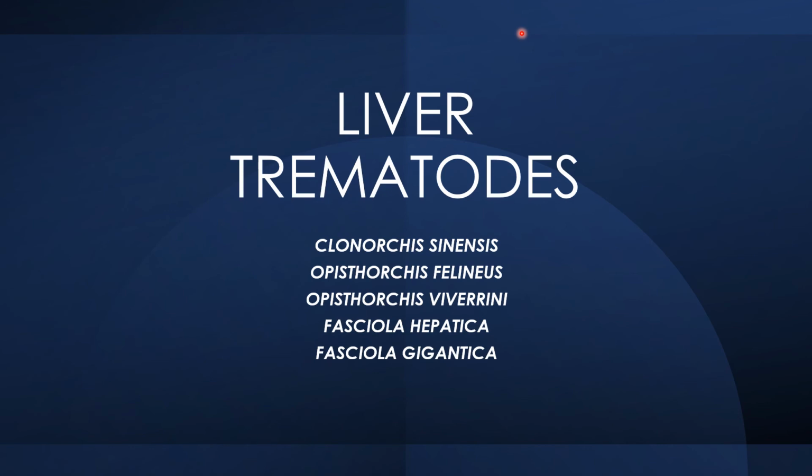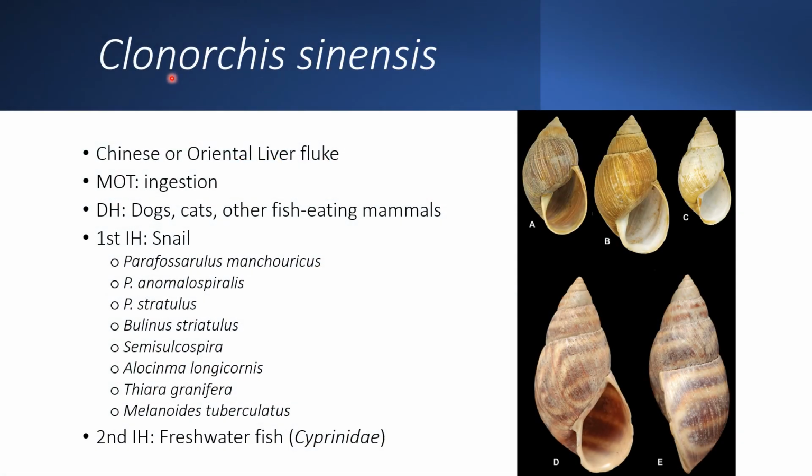Okay, so this is of great public health concern because of its ability to cause cholangiocarcinoma, no, or cancer of the bile duct. Okay, so we will discuss them one by one. So your Clonorchis sinensis, or your Chinese or Oriental liver fluke, its adult worm was first described in a Chinese patient who died in Calcutta, India. So this is the most important liver fluke of man.